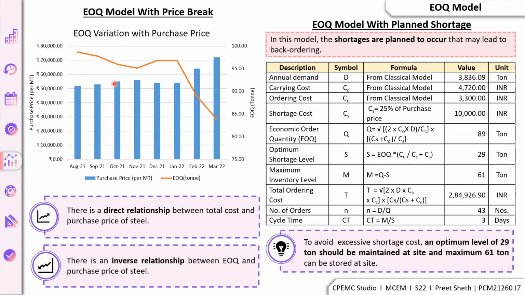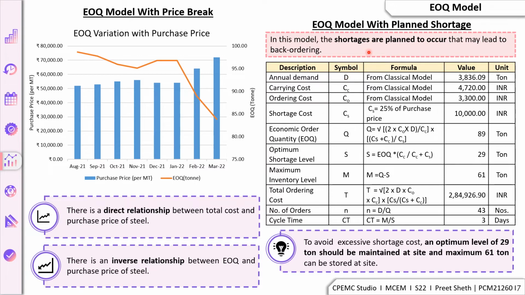In the EOQ model with price break, the different purchase prices of steel were captured from August 2021 to March 2022, and the graph was plotted for the same. From the graph we can say that there is a direct relationship between the total cost and purchase price of the steel. As the purchase price of the steel increases, the total cost also increases, and there is an inverse relationship between economic order quantity and purchase price of the steel.